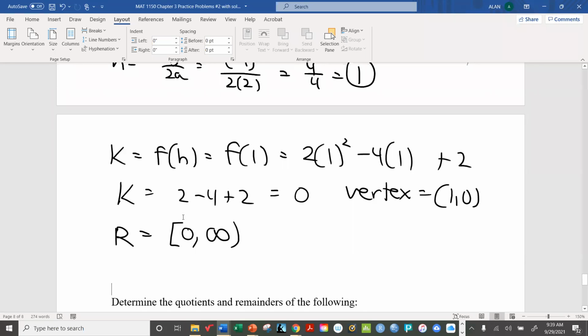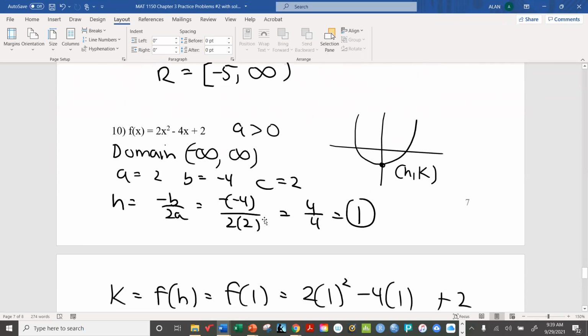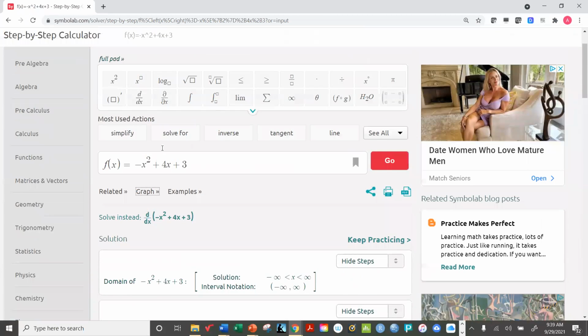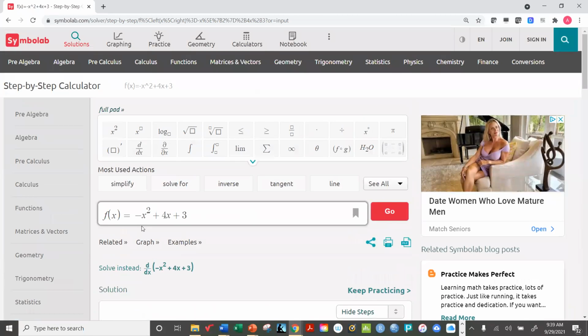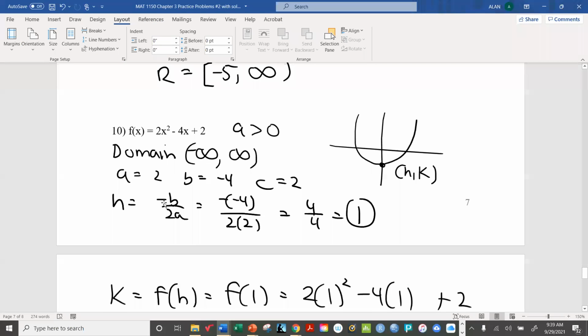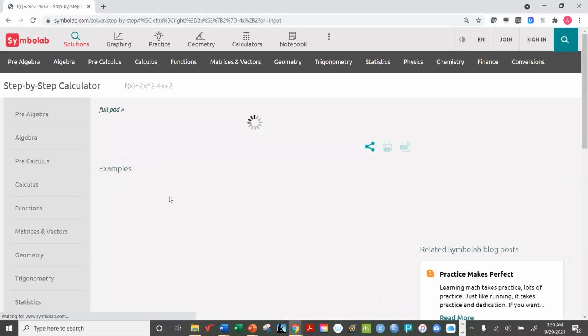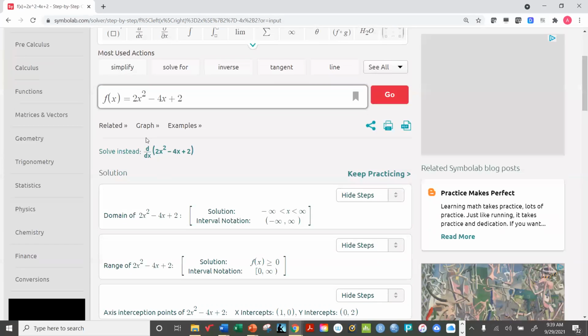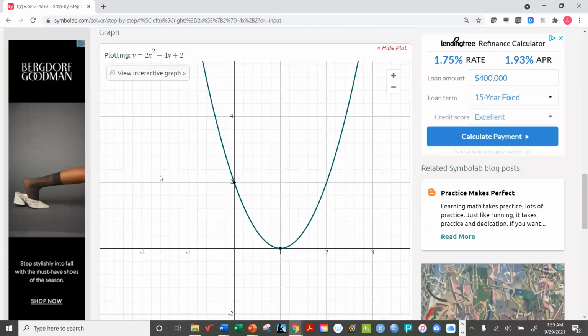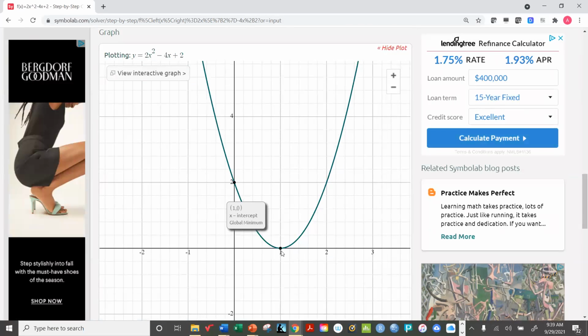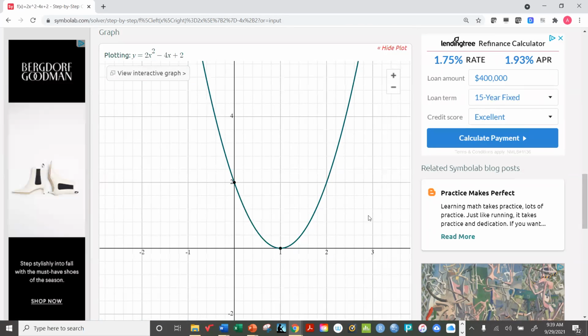All right, now for this one, let's go check out Symbolab, because it looks like a fun function. 2x squared minus 4x plus 2. There you go. It exactly touches the horizontal axis, 1 comma 0.